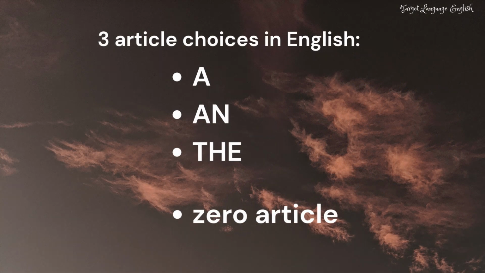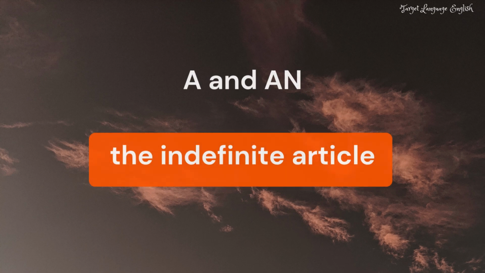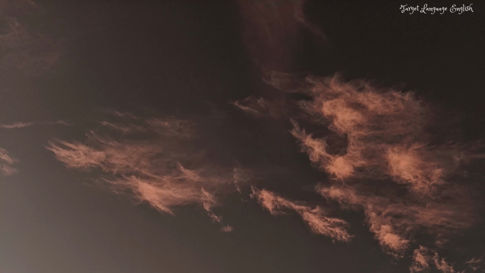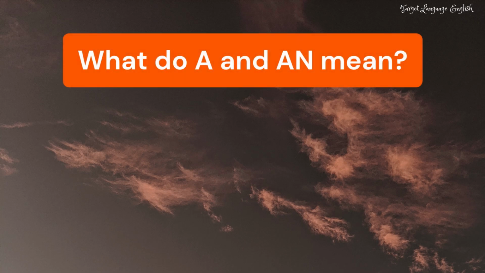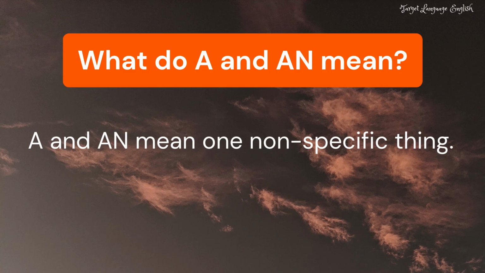English has three article choices: a, an, and the, and sometimes we use no article at all. In this video, we're going to talk about a and an. They're called indefinite articles. The word indefinite means not specific. So when we use a or an, we're usually talking about one thing, but not one specific thing. So the first important idea is a and an mean one non-specific thing.